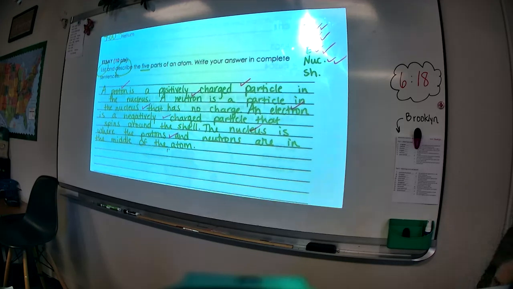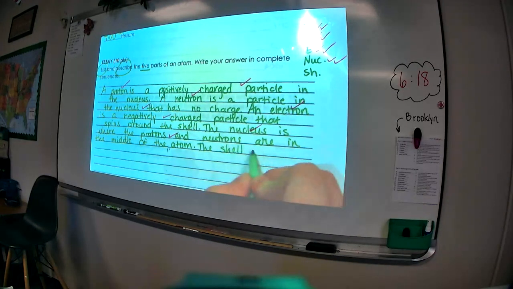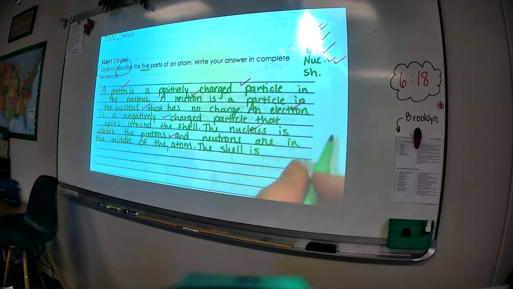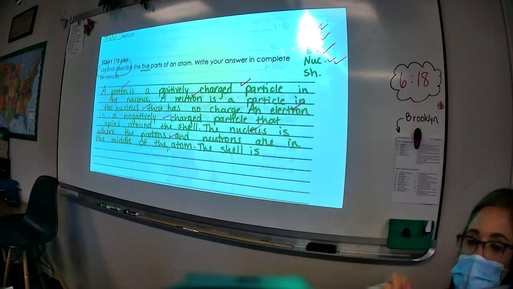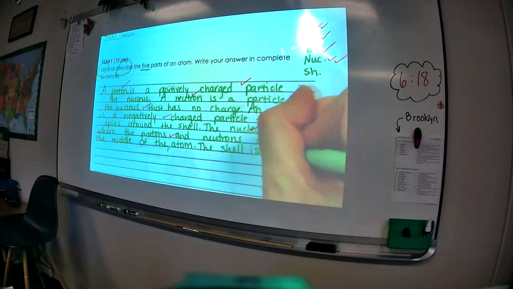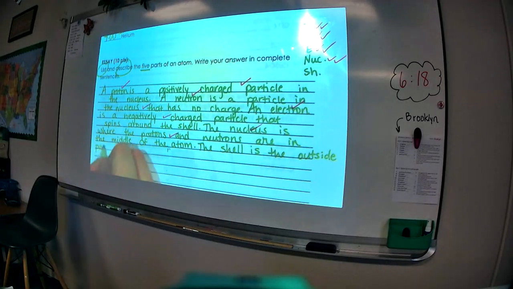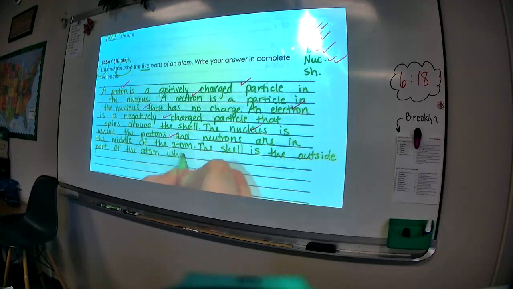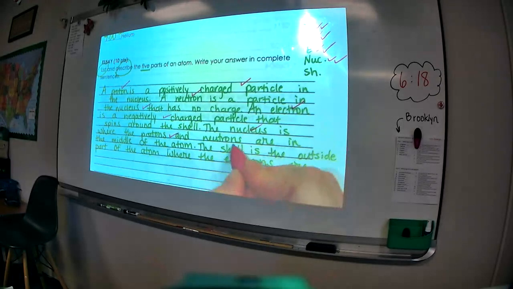And Parker, the shell. So the shell is an energy level. Well, it is in energy levels, and it contains the electrons that are spinning around inside of it. Around what? Around the nucleus. Good. So it's the outside part of the atom where the electrons are located. We named it and described it.